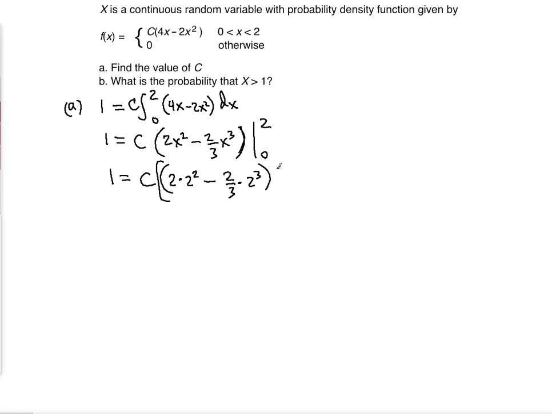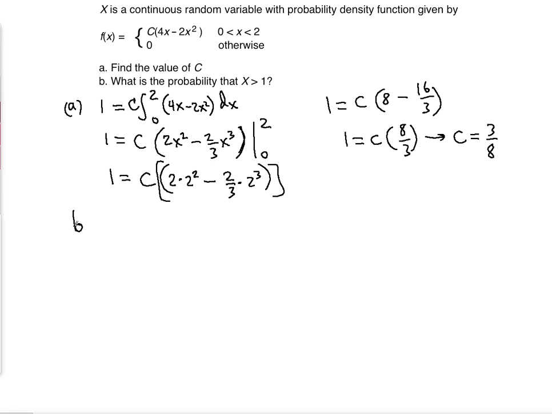Right, so let's see what we have. 1 is equal to c times, and this is 8 minus 16 over 3. So 1 is equal to c times, now the fraction is 24 minus 16, so that's 8 over 3. It means that the c value is equal to the reciprocal of this, which is 3 over 8.